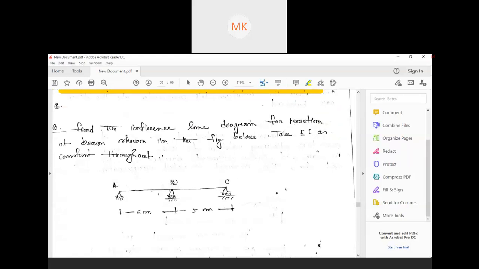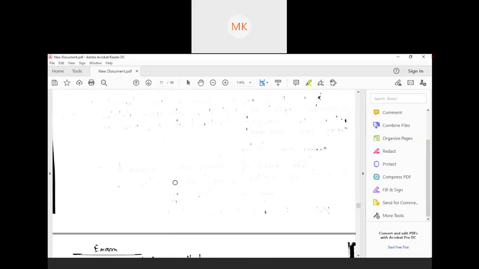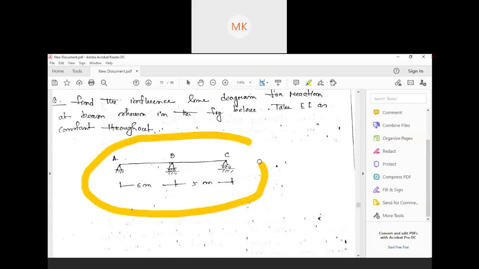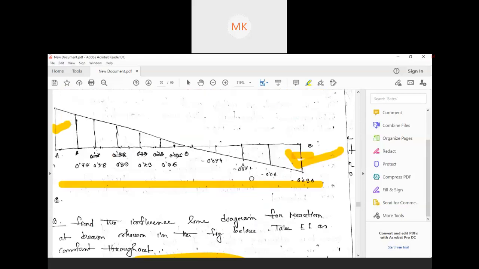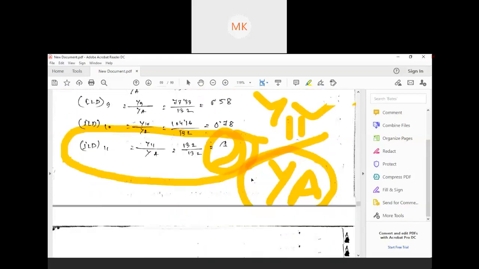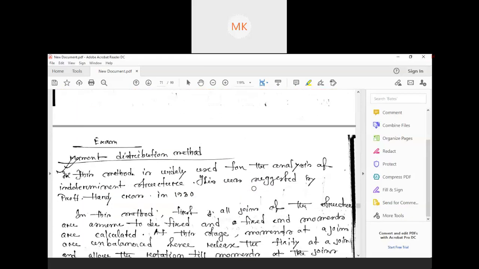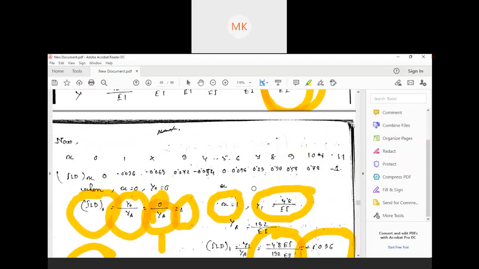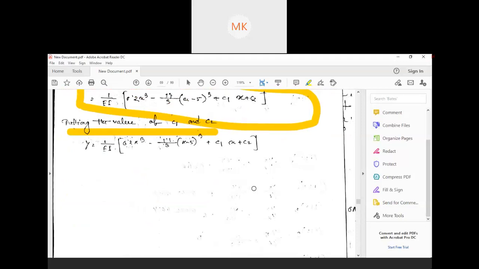Just try to do this, and after doing this, please try to solve this one. This is almost the same. And in the next class there is another topic, so we'll not start that topic today. Is there anyone who has any doubt? You can ask me. Okay.